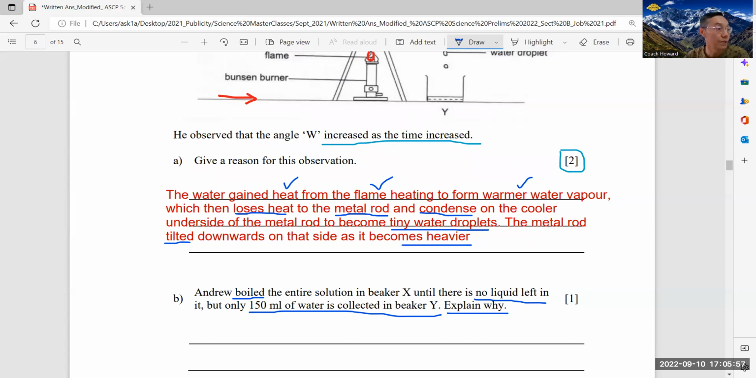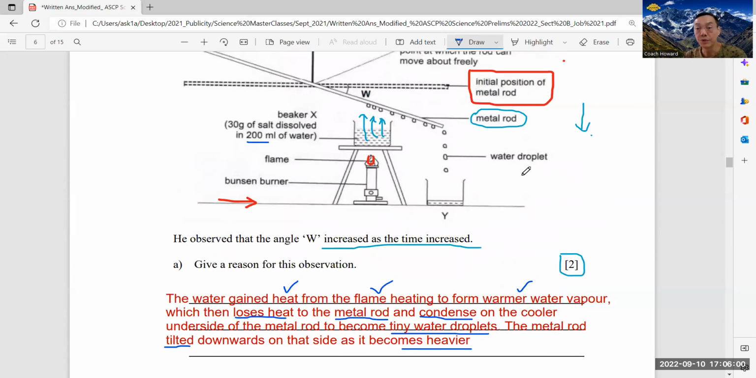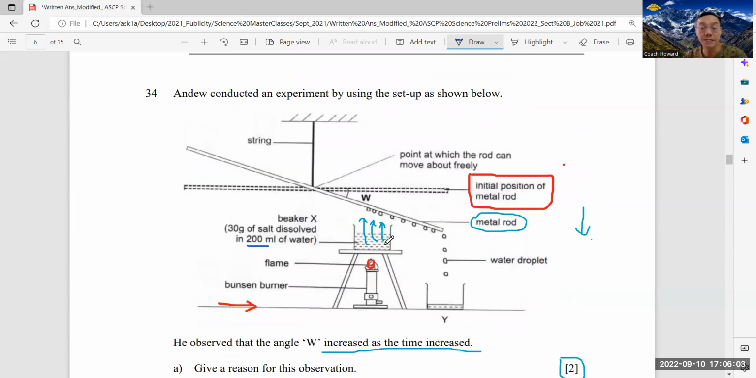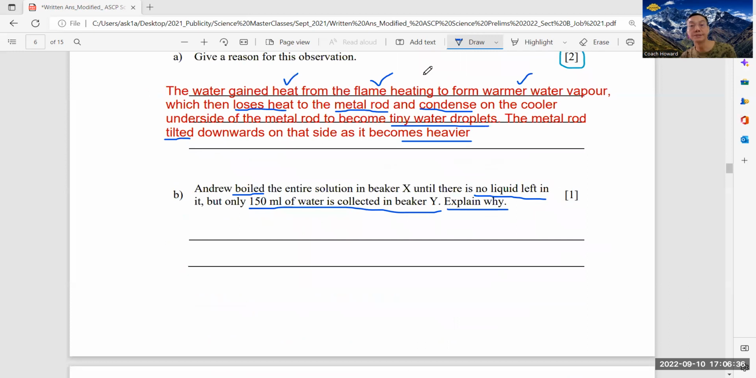So actually, this is quite simple. If you understand the experimental setup, if you look carefully here, there are air spaces in between here. This is drawn in 2D because they didn't show how deep and how wide the beaker is. So there's space for the warmer water vapor to escape. So as long as you mention that some of the water vapor escapes into the surrounding and is not captured by the metal rod, you mention this part.